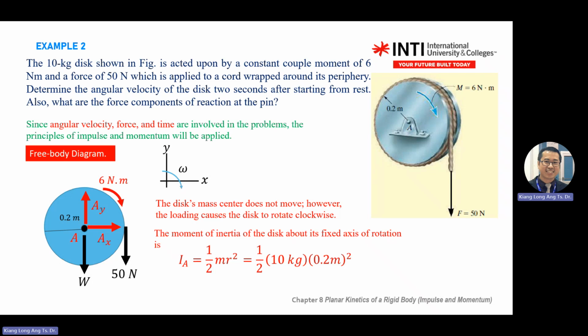Why do you need moment of inertia? Because M equal to I alpha. Sometimes you need to find the alpha. I, you have one value there, kilogram meter square.